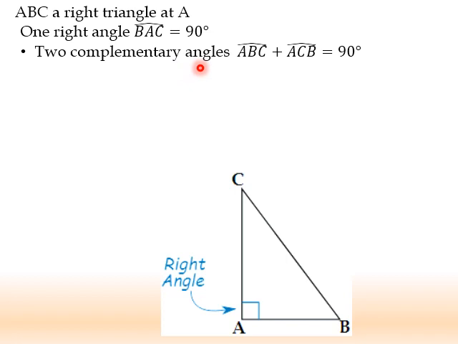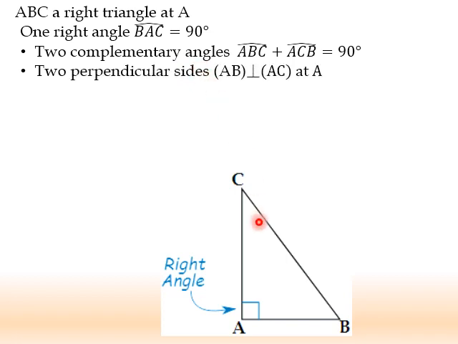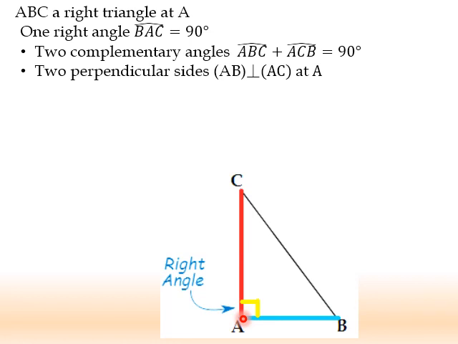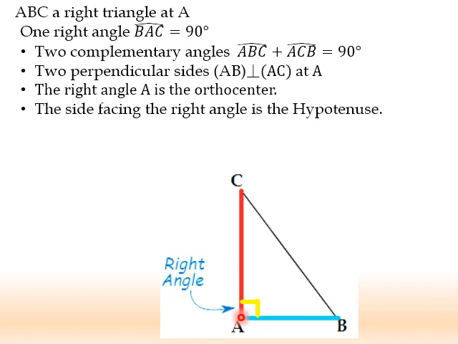What do you mean by complementary? Their sum equals 90 degrees. Here we have CA and AB perpendicular at A. And what about A? As we explained in the height, the intersection of heights, which is the orthocenter, is the vertex of the right angle. Okay, it's a property that we should memorize.